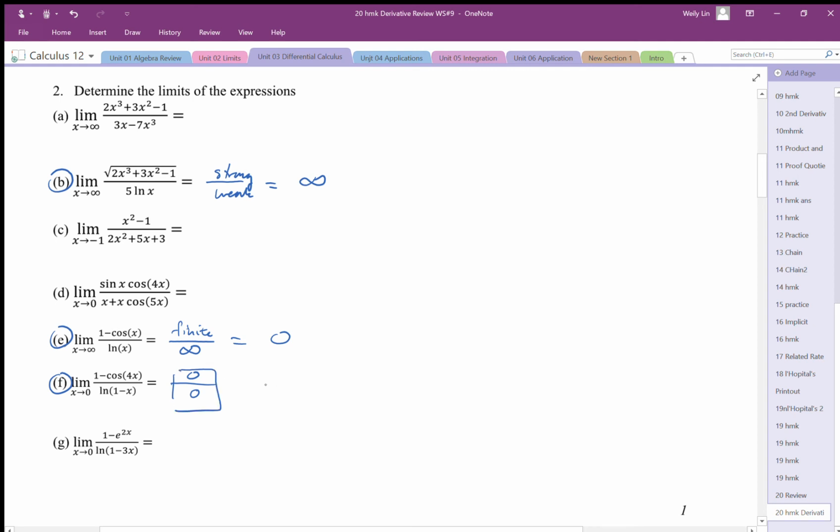So using L'Hopital's, I end up with the limit as x goes to 0, and this derivative becomes positive sine 4x times 4, chain rule, and this becomes 1 over 1 minus x times -1. Okay, so we end up substituting in, we end up with 0 over -1, which is 0.